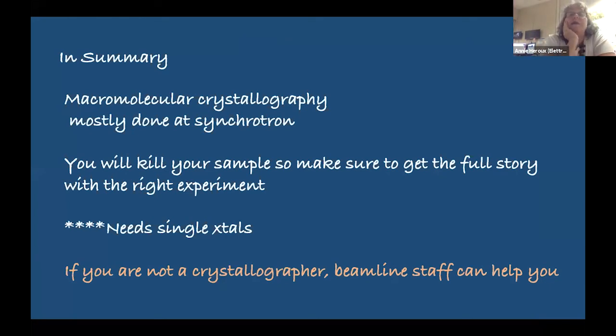So, in summary, I'm going to stop here. Macromolecular crystallography is done at synchrotron because you can tune the wavelength. Most of the data sets don't need to tune the wavelength. You can basically collect at whatever wavelength you are at, but you can exploit that part if you're going to do a SAD data set.